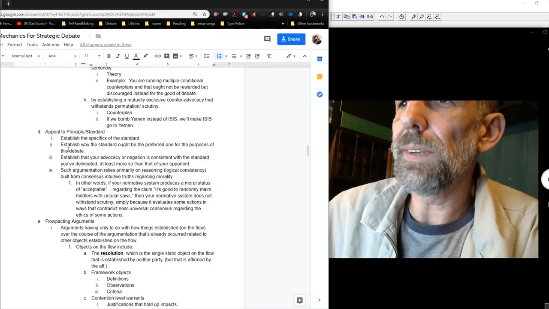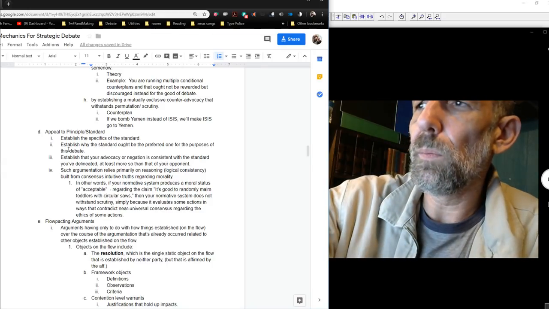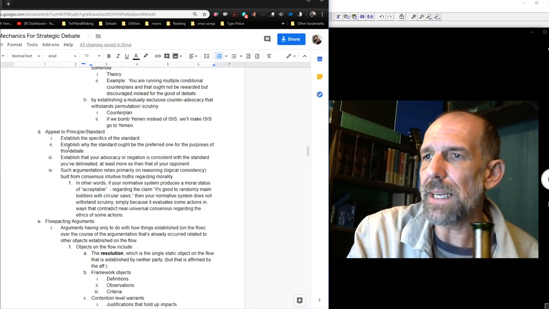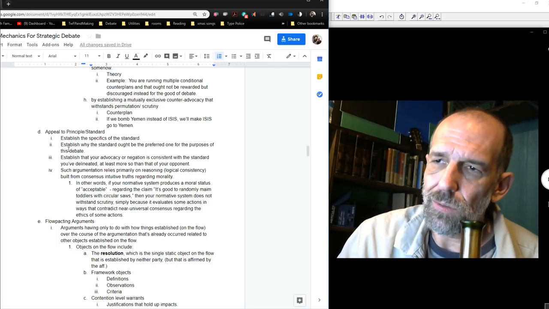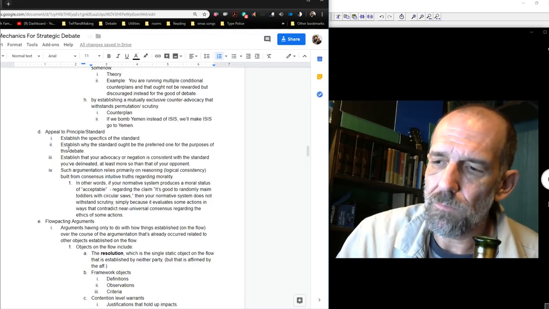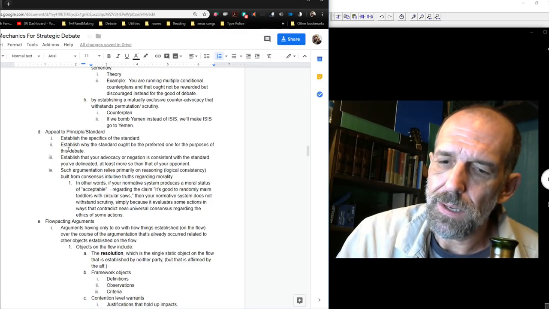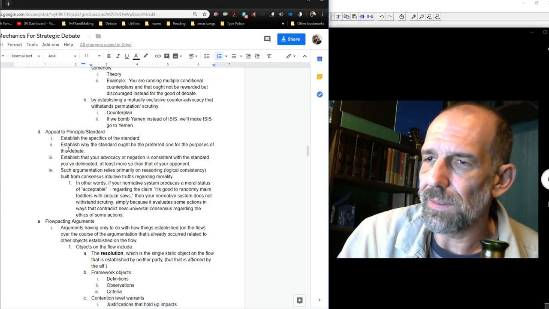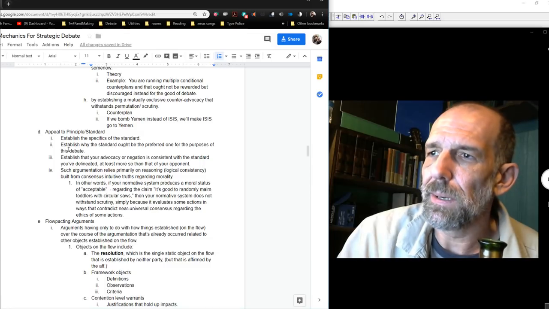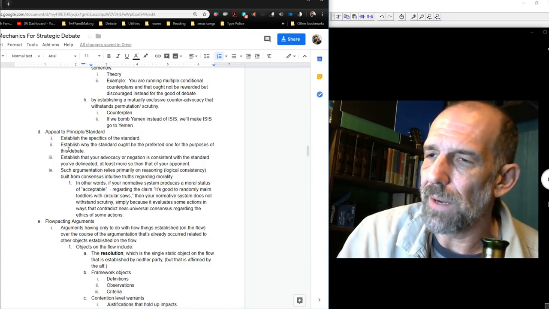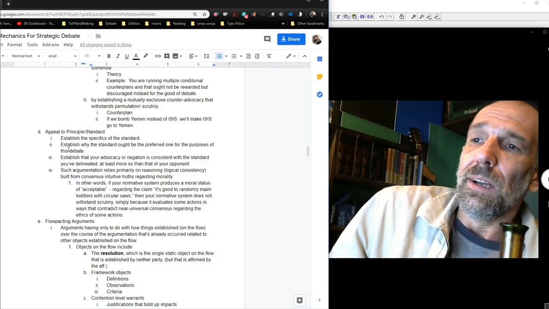In order to do this, you need to establish why the standard ought to be the preferred one for the purposes of this debate. A lot of times there are competing standards. For example, international realism is one way of approaching foreign policy, but that says that nations don't act like moral agents and don't have duties and such, and I tend to agree with that in general. But the question of whether it's descriptive or normative is itself an open one, and so on.